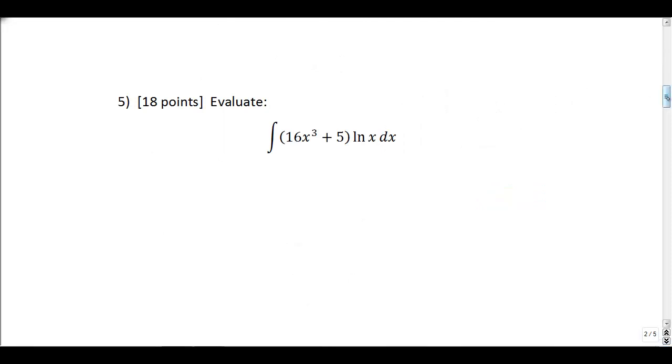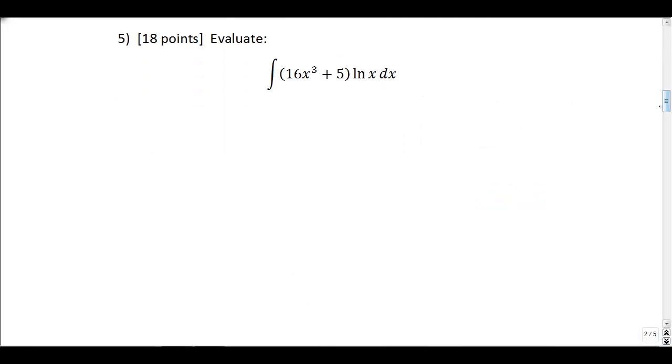This was number 5. We're trying to do an antiderivative of 16x cubed plus 5 times natural log x dx. So I'm going to go through what I saw a lot of and talk about what's wrong with this. Sort of the right thought process, but there's one technical aspect that makes it all fall apart here.